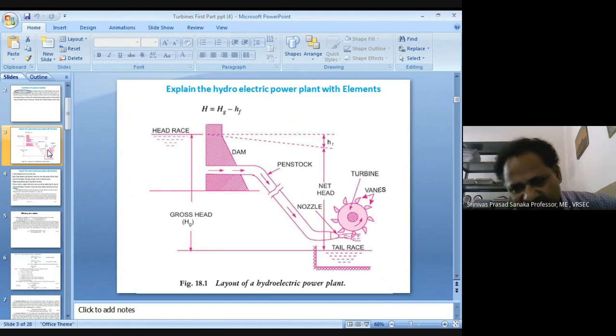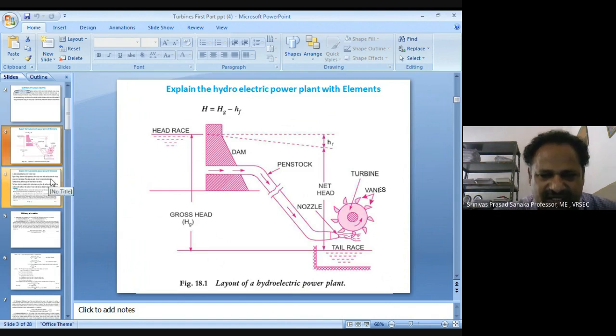Then the classification of hydraulic turbines also we studied: based on the specific speed, based on the head available, based on the orientation of the shaft, based on the direction of the flow, based on the type of energy available at its inlet. We classify turbines into five types.